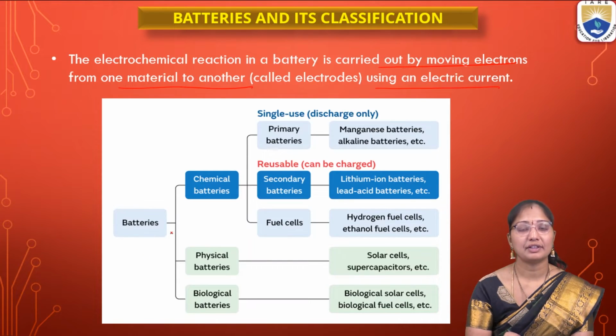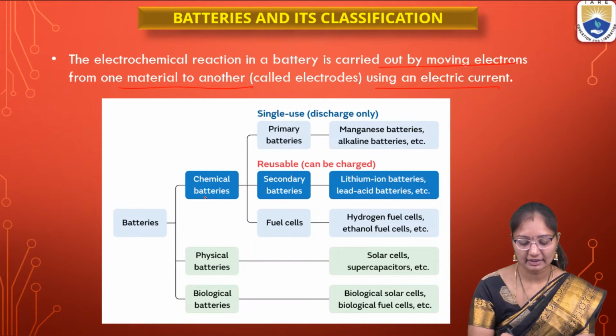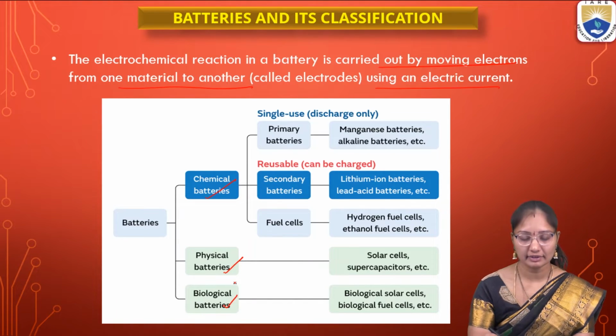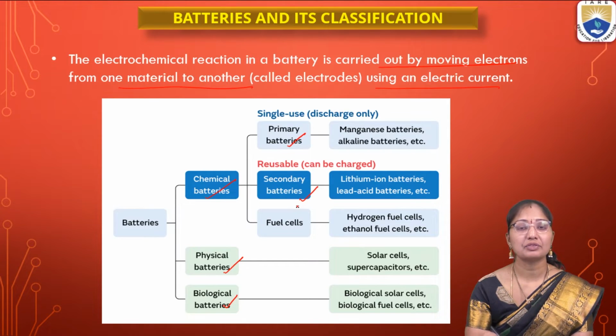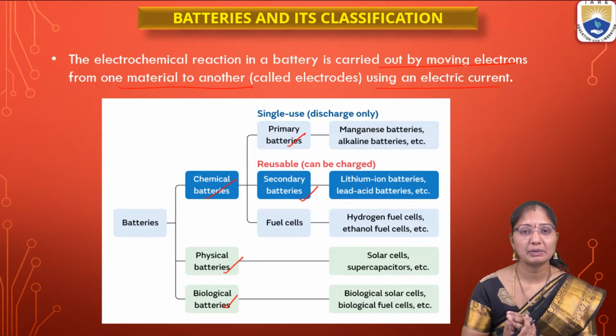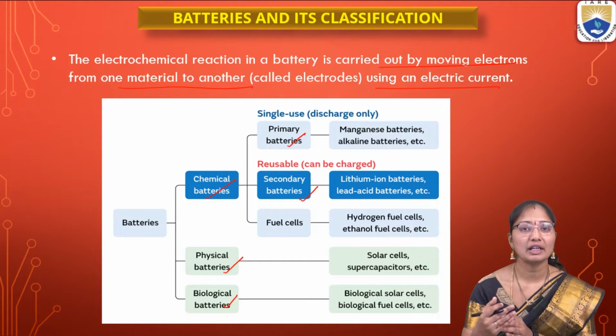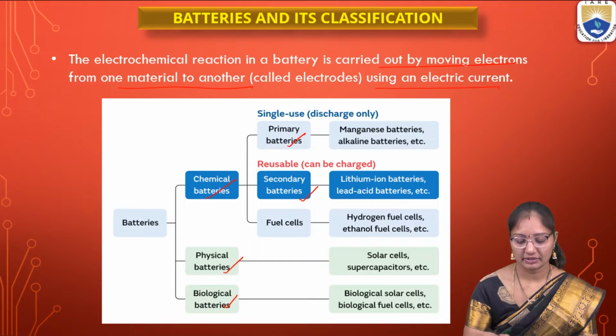So these are the different types of batteries. One is the chemical batteries. The other is physical and biological batteries. Coming to the chemical batteries, again there are three types. One is primary and secondary batteries, which are reusable and can be charged. Once it is used, the power will be discharged. Again, if you charge it, we can use it again. And the third type is the fuel cells.